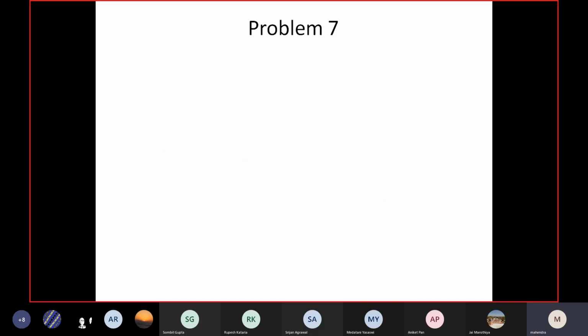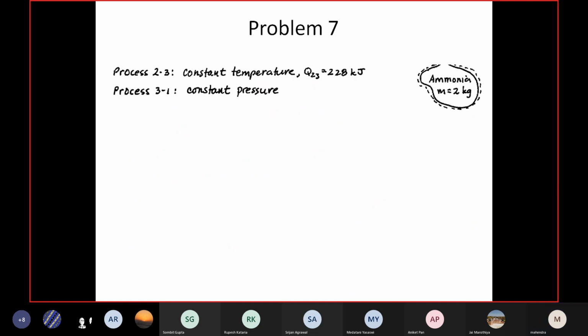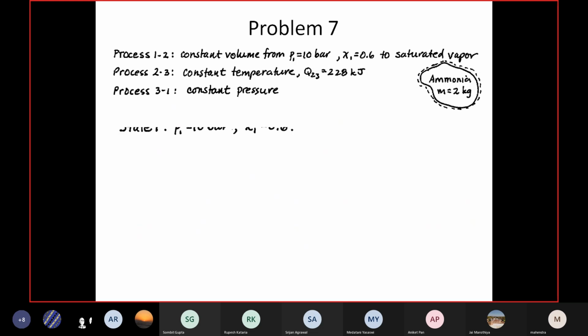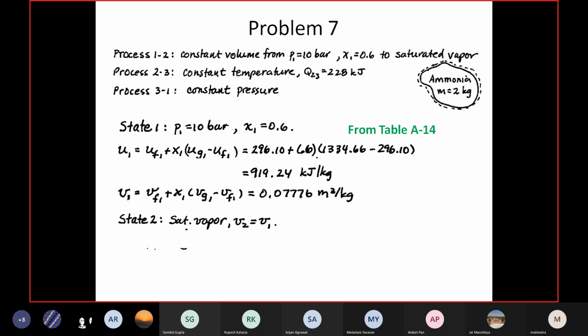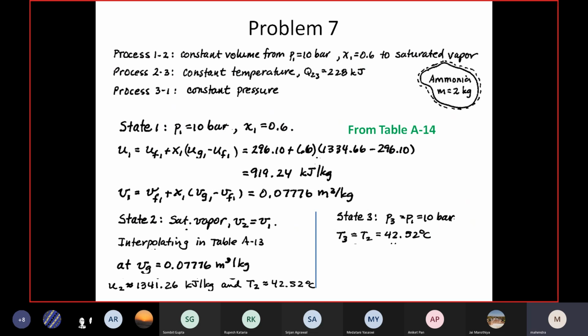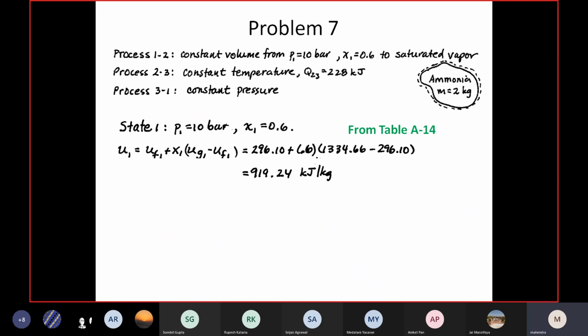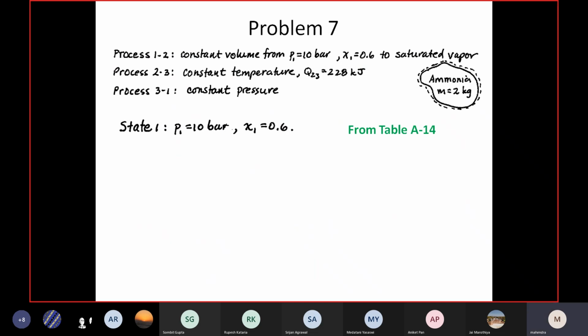So initially the cycle is starting, right? Here is the cycle coming in the next slide. State 1, wherever it is starting, is given in the problem itself. That is P1 equal to 10 bar. There its dryness fraction is 0.6, and it moves to saturated vapor in process 1 to 2.